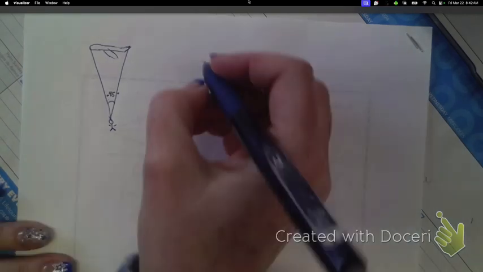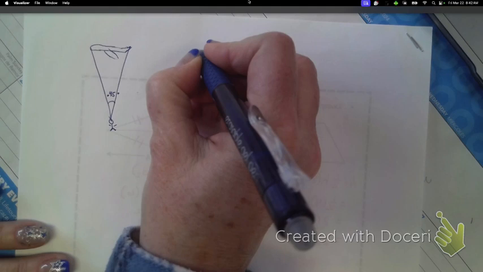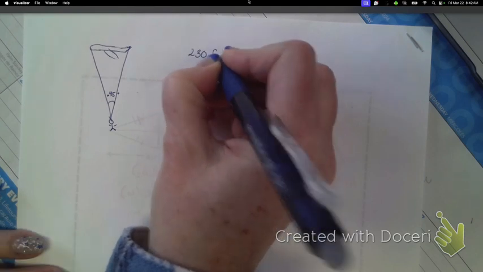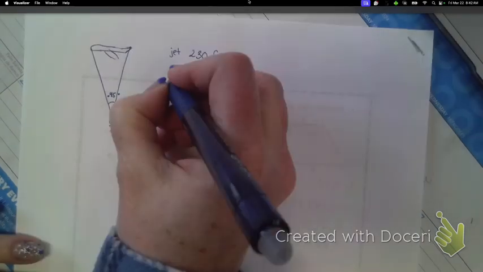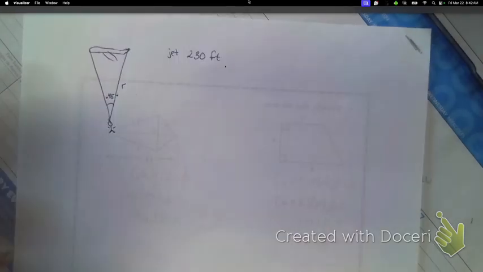Okay, and if the length of the jumbo jet is 230 feet long, and that's the jet, how far up in the sky is it? So what's the altitude? It's to the nearest 1,000 feet. So we need the altitude, right? R. Altitude is R.